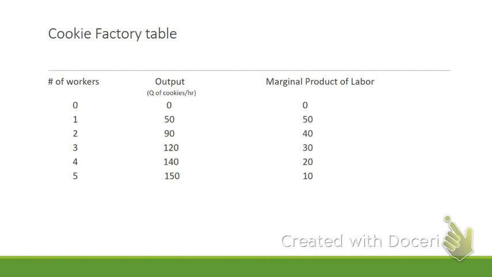Everybody understand how we got the marginal product of labor values? It was the change in total output, for each additional worker. It's a change in total output.